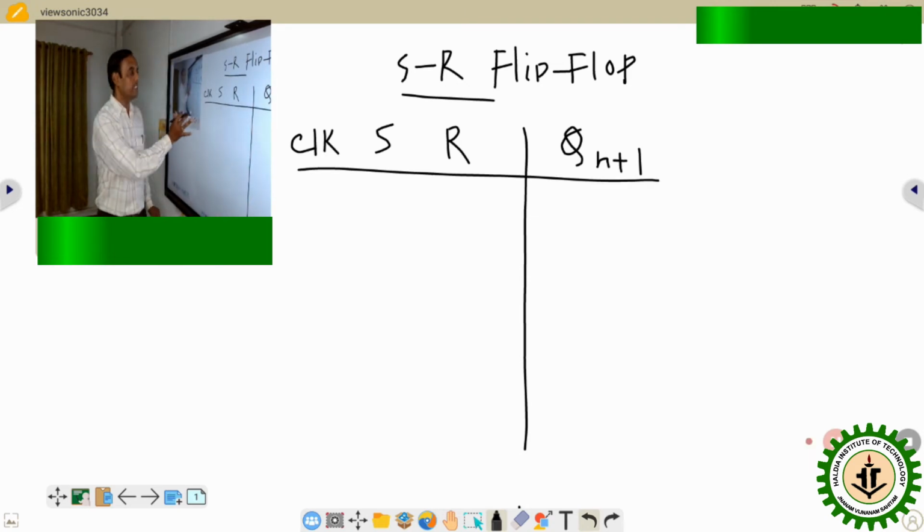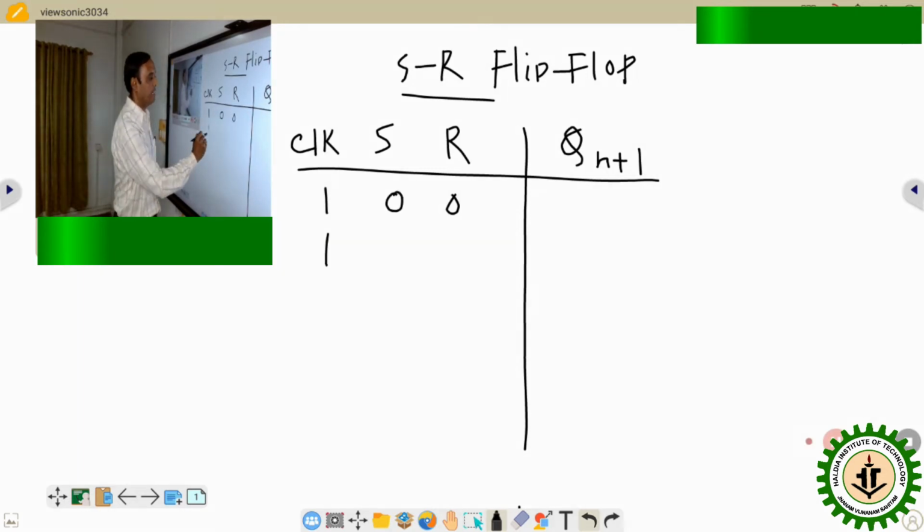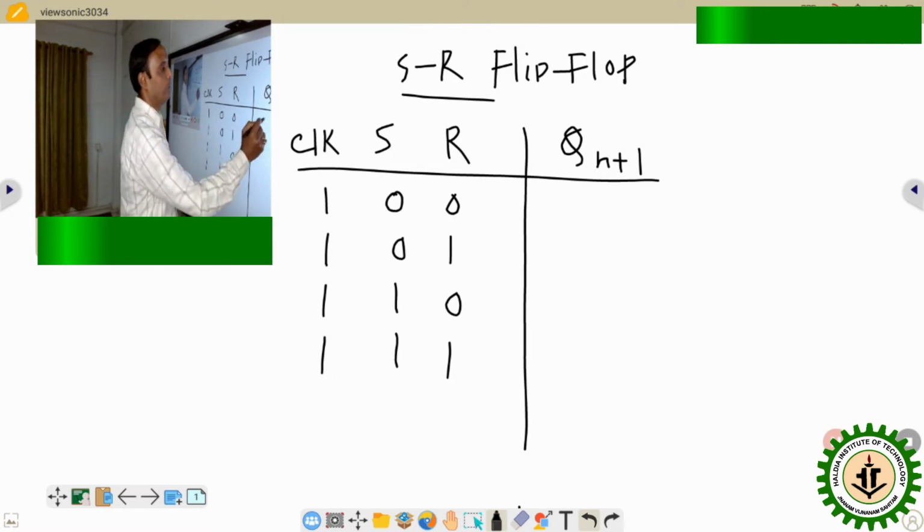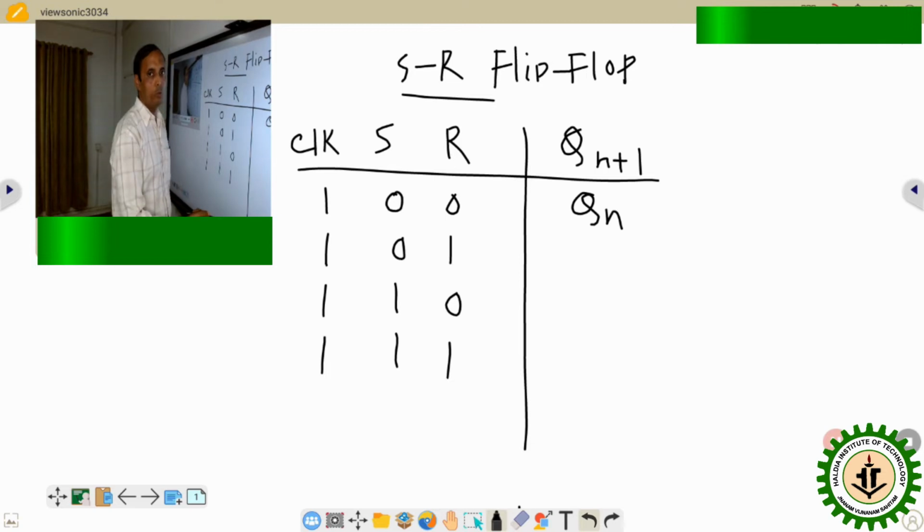Here I am considering the clock value equals to 1, because if clock value equals to 0, in every moment the Qn plus 1 will be unchanged. So by considering clock value equals to 1, it is 0 0, 0 1, 1 0, 1 1. Then the same result is coming. What result we have got for that case of SR latch? 0 0 means unchanged, unchanged means Qn value. 0 1 means the value of S is 0 and R is 1, and 1 1 means illogical.